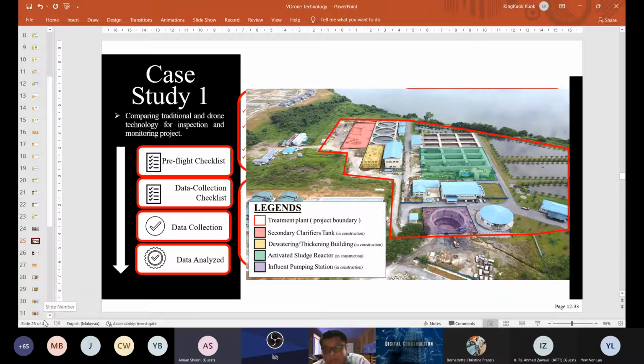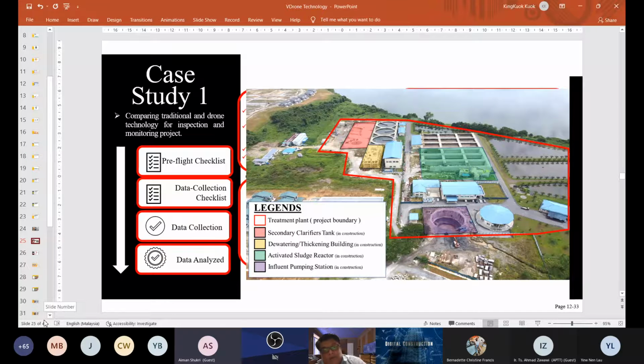The first one is the Iller pumping station, indicated in purple. The second one, the green one, is the activated sludge reactor. This is for the second phase, the second wastewater treatment plant. The red one is the secondary clarifier, for the second package, and the one highlighted in yellow is a dewatering system. So there are 4 buildings or infrastructures being put up at the same time within this project location. We would like to see how much time and cost we can save if we fly the drone to monitor the site throughout the years during the construction period.